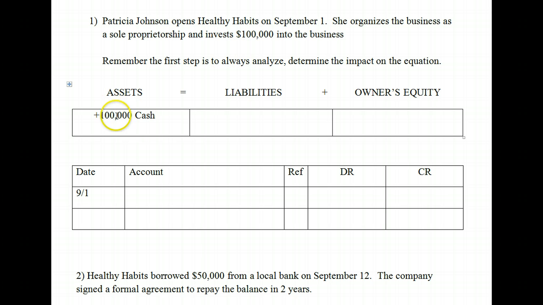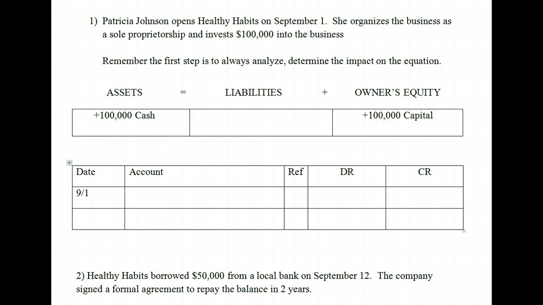Now, why is our assets going up? Did we sell an asset? No. Did we borrow money? No. Did our owner contribute? Yes. So what we need to look at then is our equity is going up $100,000, and for a proprietorship we call that capital. And specifically this would be Johnson's capital here in a few moments.